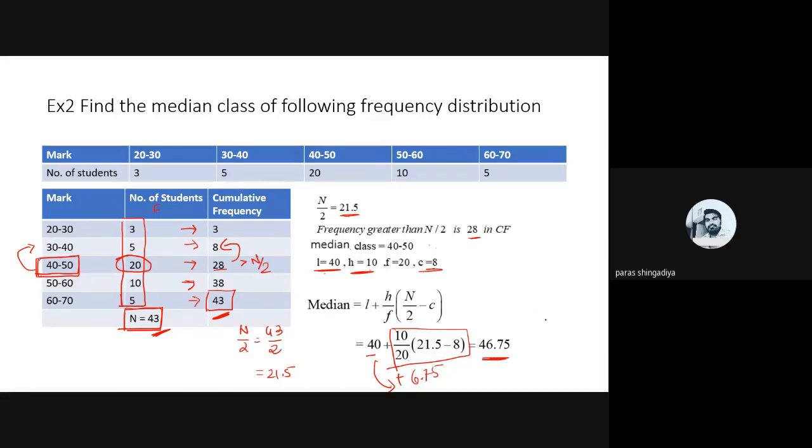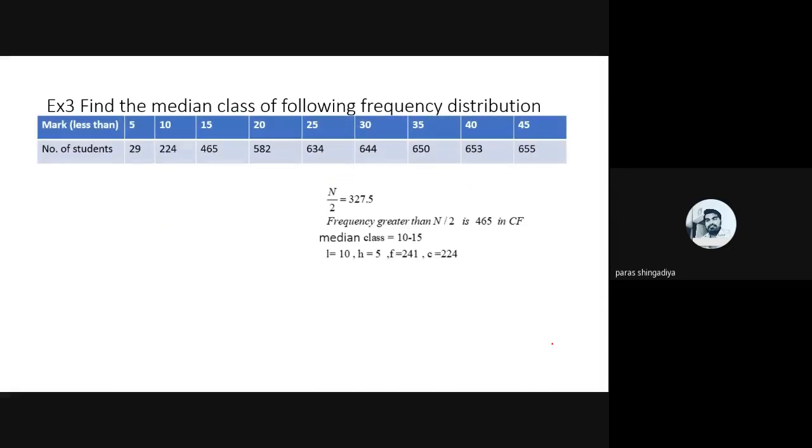So it will become 46.75. Okay, and then verify this answer with the median class value. Here we have median class 40 to 50, so the answer of the median should lie between 40 and 50. And here we get 46.75, so it is the correct answer. And if verification is required, then we can verify also. Okay, that is a simple procedure.